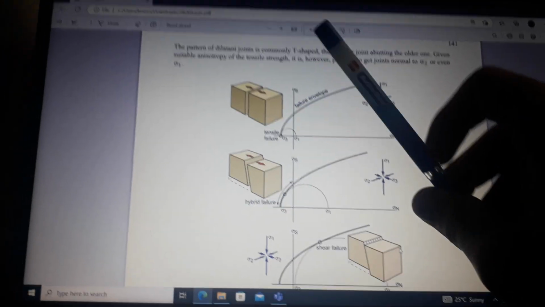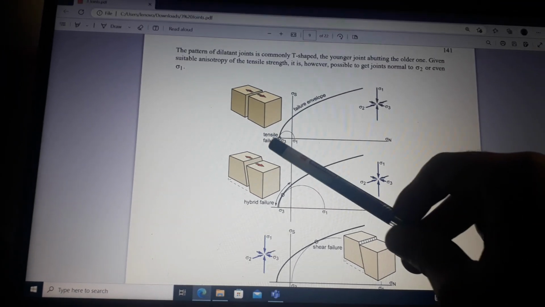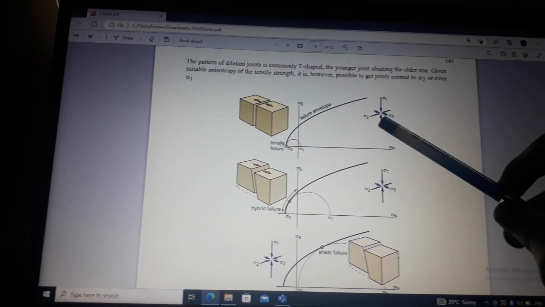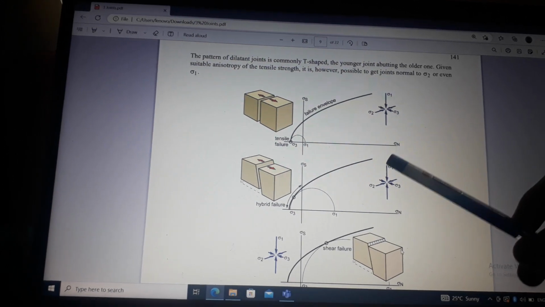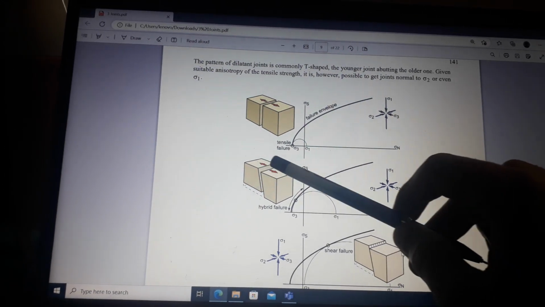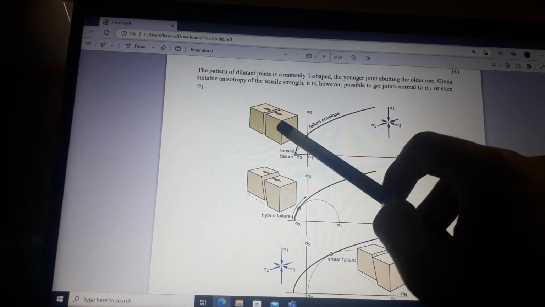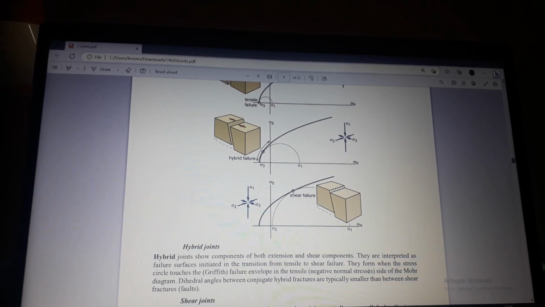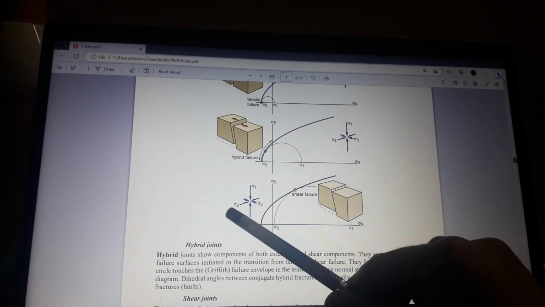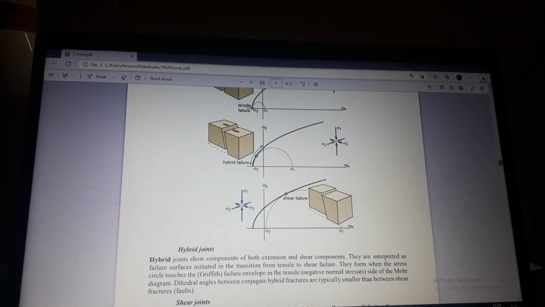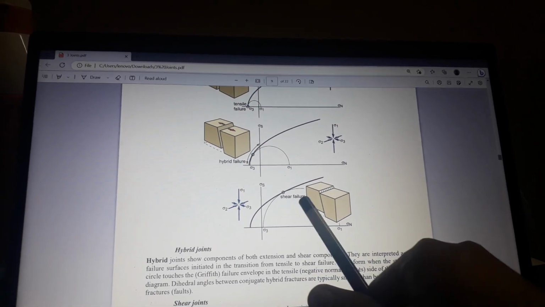This is failure in value, this is tensile failure, this is sigma n, this is sigma 1, this is sigma 2, this is sigma 3. This is hybrid failure, this is sigma 1, this is sigma 2, this is sigma 3. Sigma 3, there are the directions, opposite directions. But see also here, this is sigma 1, this is sigma 2, this is sigma 3. Here are the directions. This is shear failure.